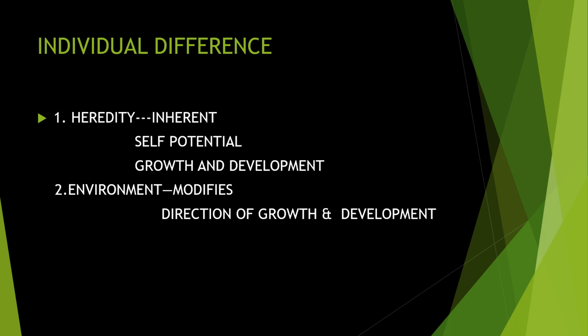So environment modifies the direction of growth and development. Environment decides their growth and development. According to the environment, the students' development can be good or it can be bad. So these two things, heredity and environment, are the main factors that decide the individual difference of each and every student.